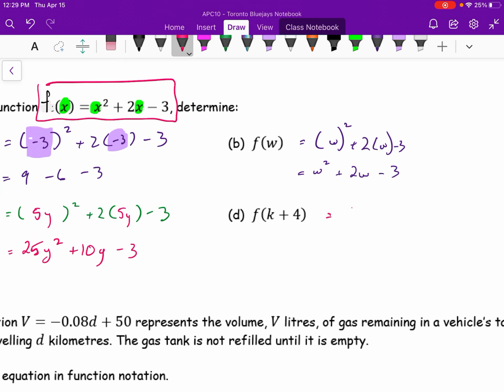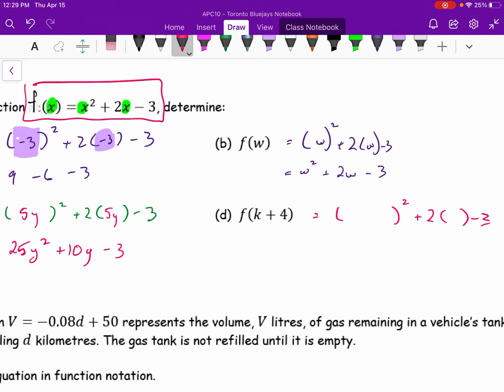All right. So here is what I think of my function, right? I take my input, I square it, and I'm going to add 2 times my input minus 3. Now my input is k plus 4. And now I need to evaluate this. So k plus 4 squared is k plus 4 times k plus 4. Plus 2 times k plus 4 is 2k plus 8 minus 3.